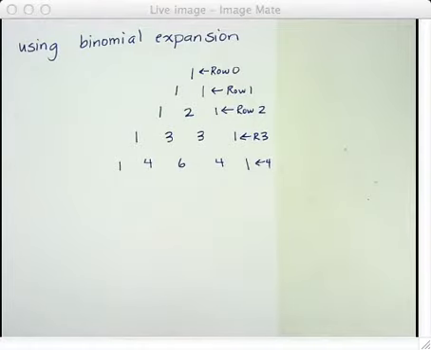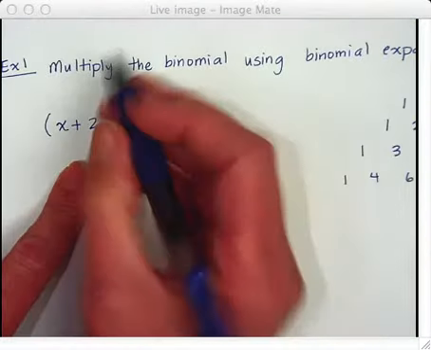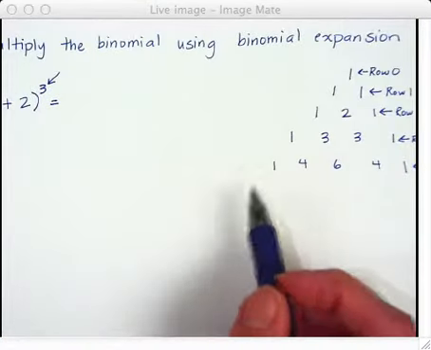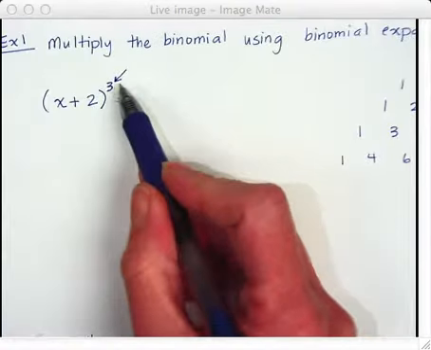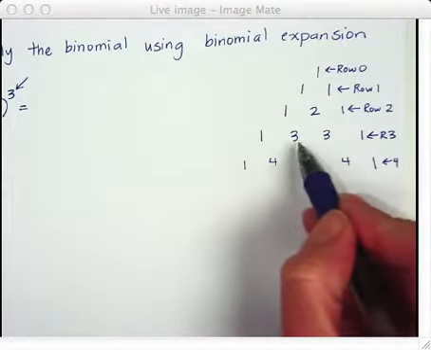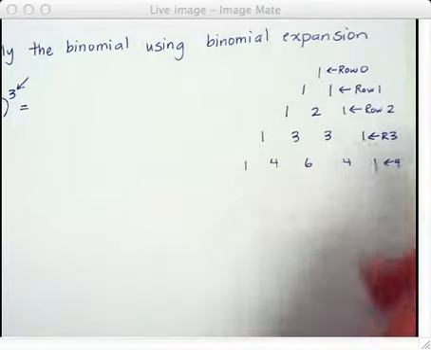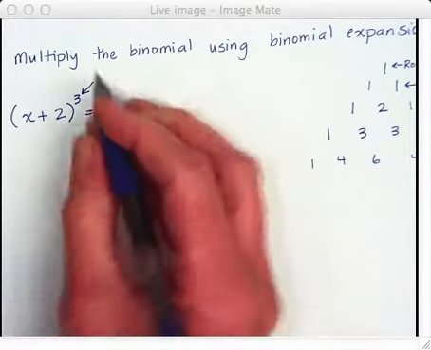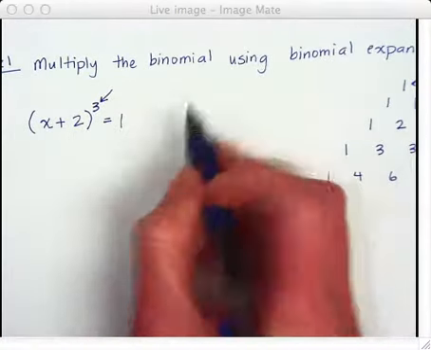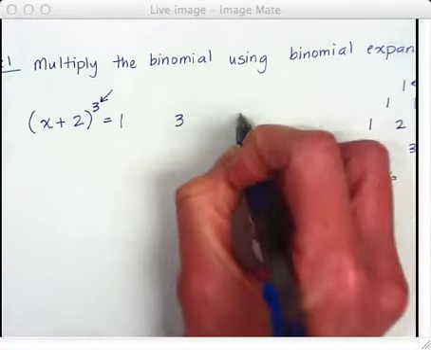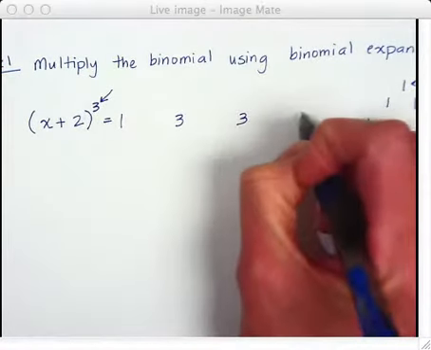Now, what I do over here is I have to look at the exponent, and that tells me what row to look at in Pascal's triangle. So since there's a 3 here, I'm going to look at the third row, and these numbers are all of the coefficients for my terms that I'm going to end up expanding out here. So I'm going to write out 1, leave space, 3, leave space, 3, and then the 1.